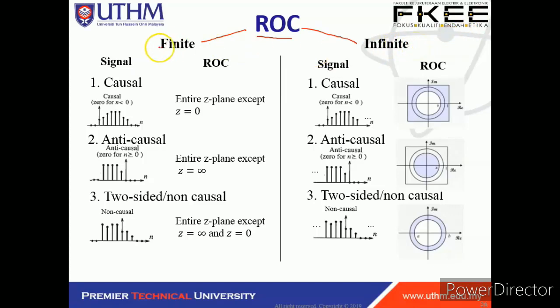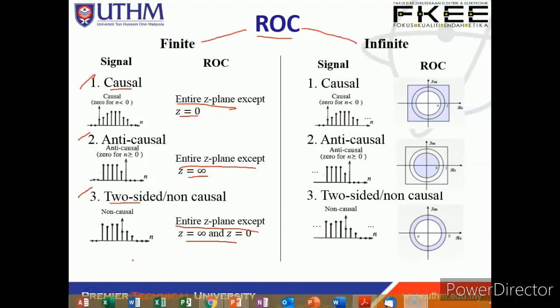For the finite, we have three types, which are causal, anti-causal, and two-sided. For the causal, the ROC is the entire z-plane except z equals 0. For anti-causal, we have the entire z-plane except z equals infinity. And lastly, for the two-sided, we have the entire z-plane except z equals infinity and z equals 0. So actually you can just memorize the type of signal and the ROC. Next is for the infinite.